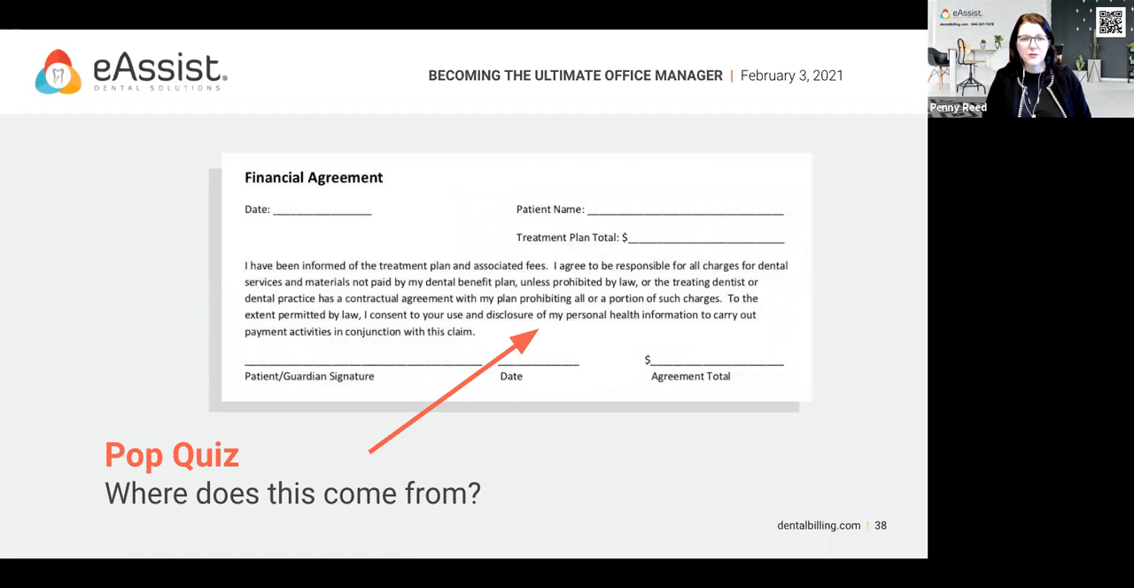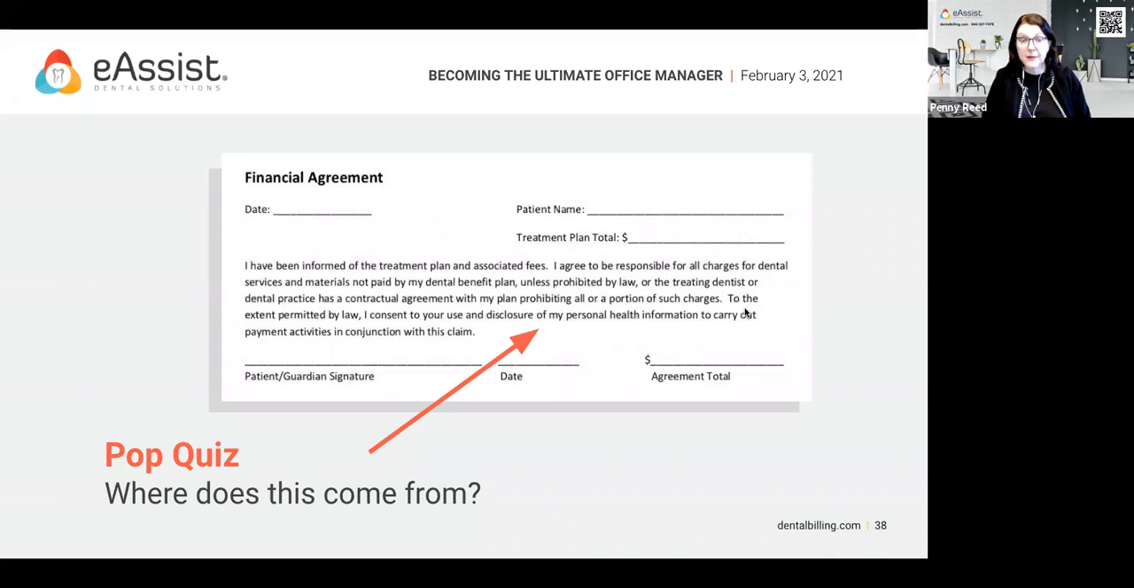This paragraph is what's up at the top of the form. We'd put the date, the patient name, the treatment plan total, and then the agreement total, which if it's a PPO, let's say the treatment plan total may be $2,000, but the contract fee may be $1,500. Let's showcase the fact, let's market the fact that we are doing that for them, right?